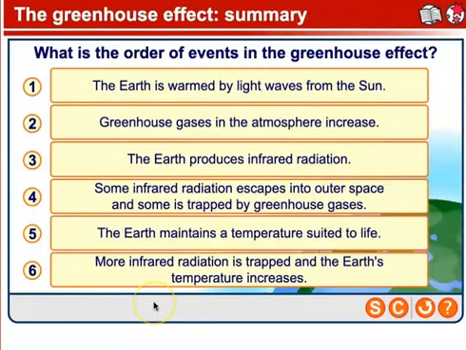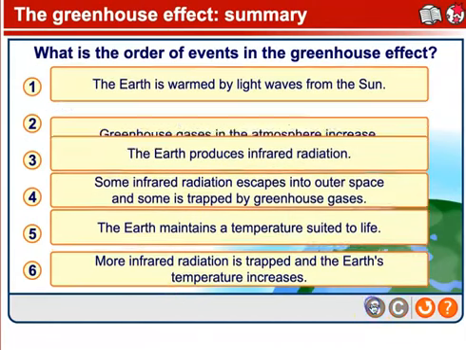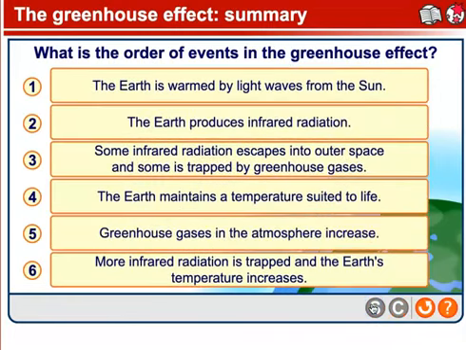So what is the order of events in the greenhouse effect? Stage 1, the Earth is warmed by light waves from the sun. Stage 2, the Earth produces infrared radiation. Stage 3, some infrared radiation escapes into outer space, and some is trapped by greenhouse gases. Stage 4, the Earth maintains a temperature suited to life. Stage 5, greenhouse gases in the atmosphere increase. And in Stage 6, more infrared radiation is trapped and the Earth's temperature increases.